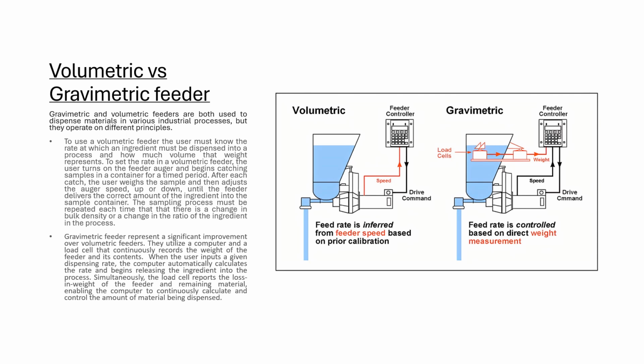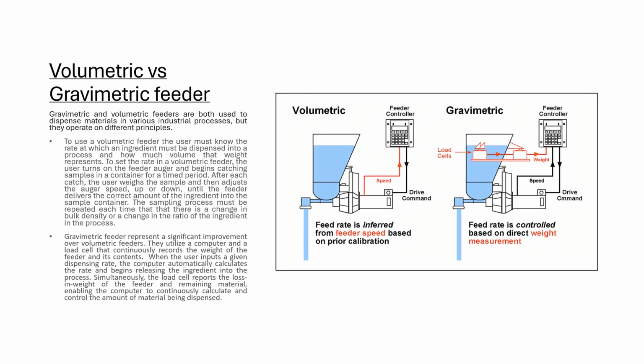To use a volumetric feeder, the user must know the rate at which an ingredient must be dispensed into a process and how much volume that weight represents. To set the rate in a volumetric feeder, the user turns on the feeder auger and catches samples in a container for a time period.